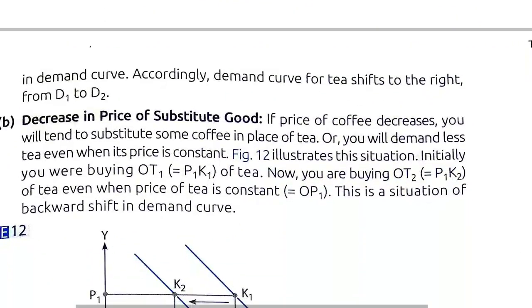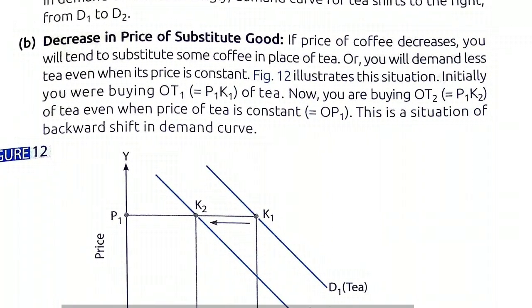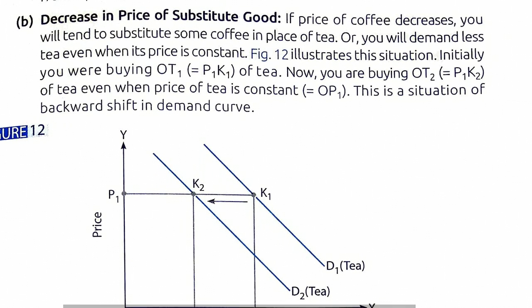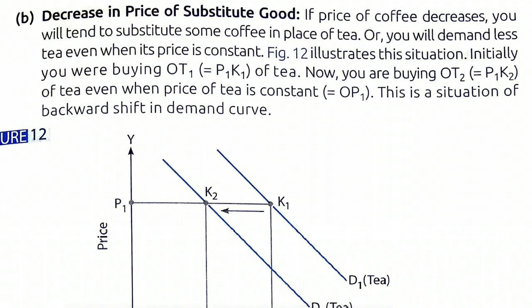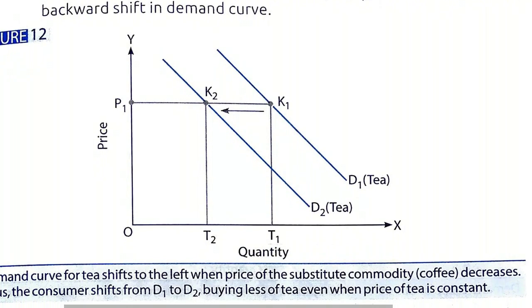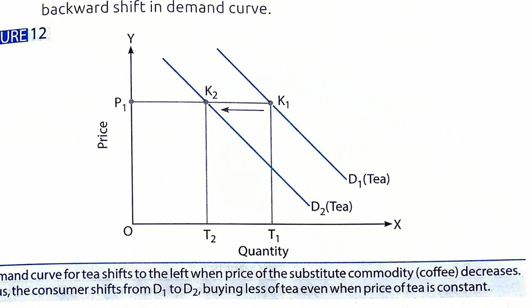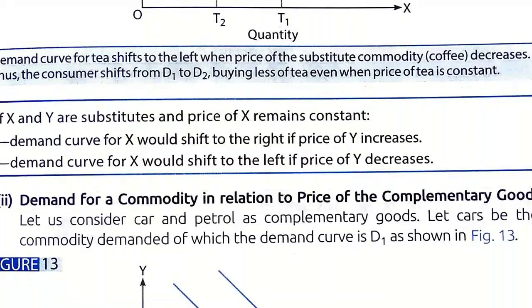Then a decrease in the price of substitute goods. What happens then? Suppose there is a decrease in the price of coffee, then many people who are currently having tea may shift to coffee, and the demand for tea will decrease, and you can see this in the graph. The demand for tea will decrease at the same price. So this is an example.